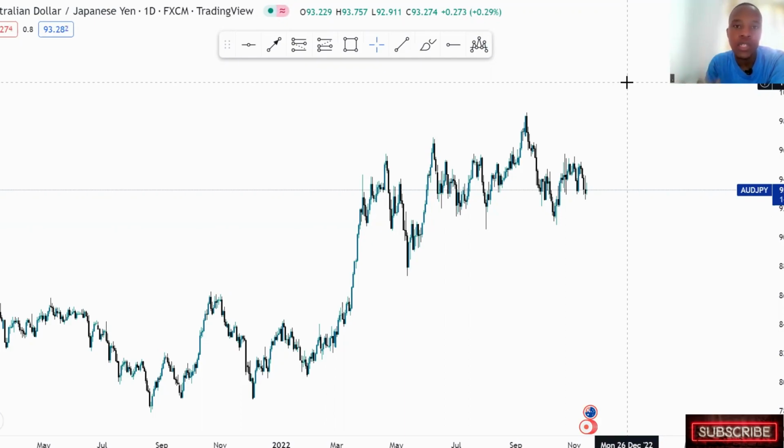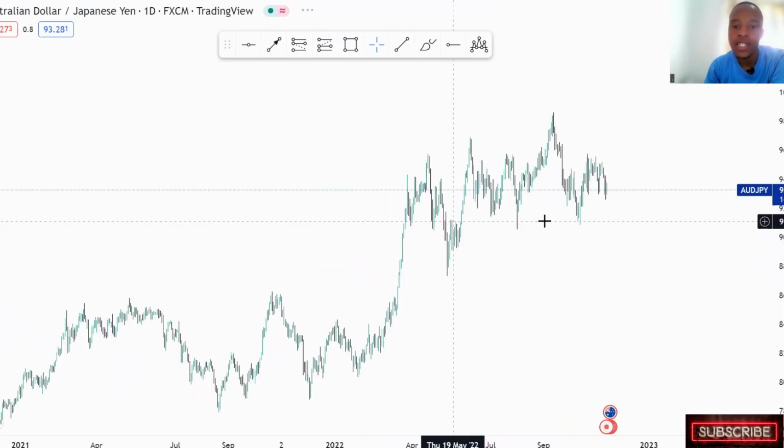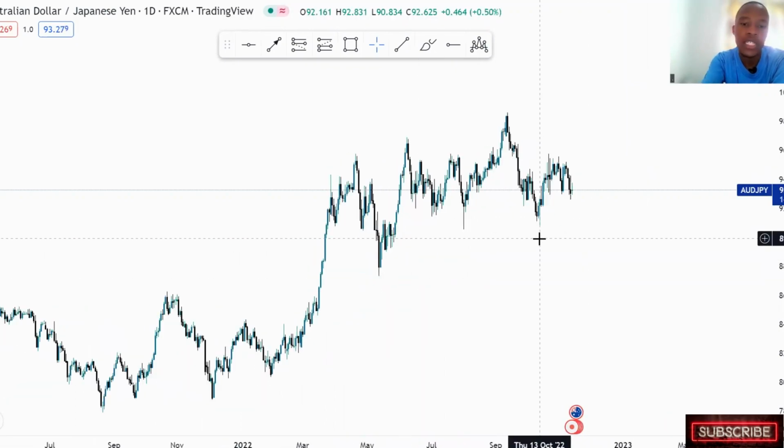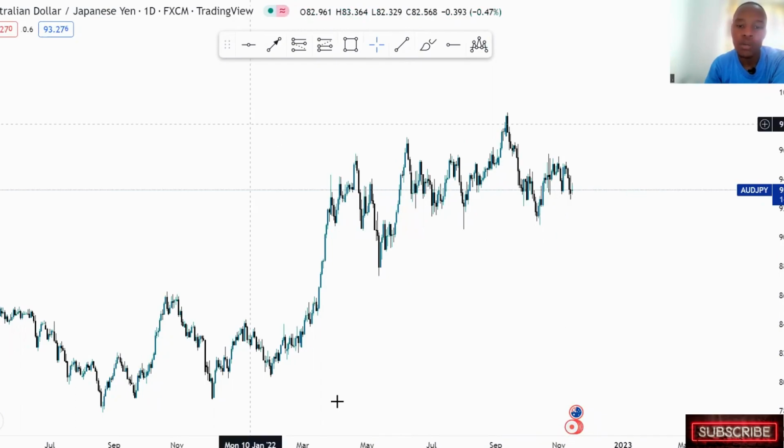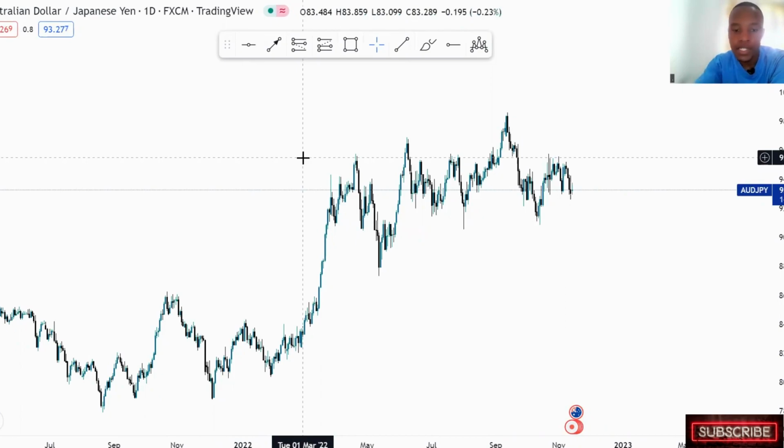So I'm going to start, for example, with AUDJPY and NZDJPY, because I was able to notice that there is positive correlation between AUDJPY and NZDJPY.